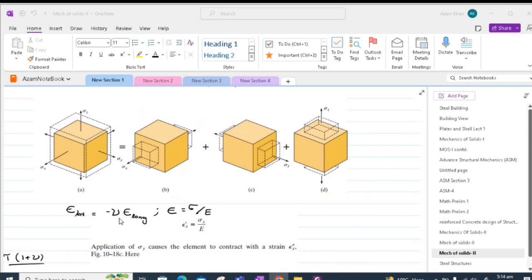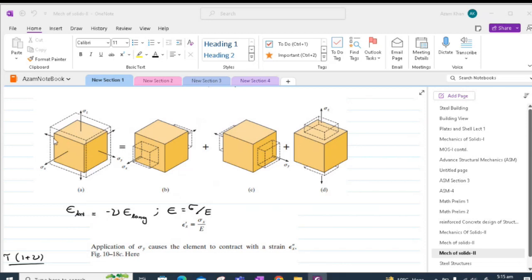The reason we are having a negative sign in this ratio is because the nature of transverse strain and axial strain is different. For example, if we have a stretching in one direction, then due to the Poisson effect, there will be compression in the transverse direction.